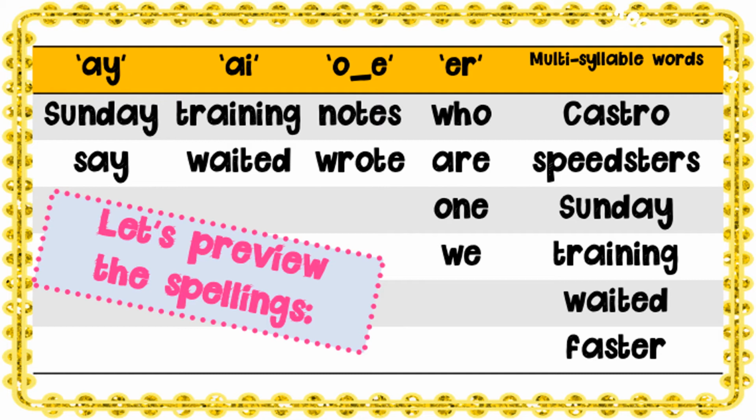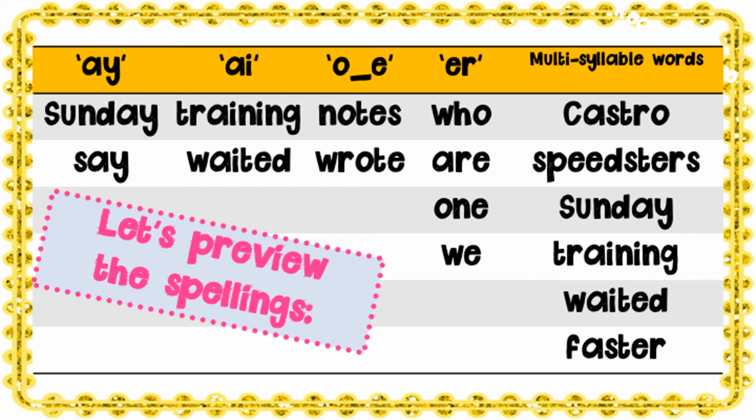Training, weighted. Now look at the next column. You have O consonant E. What is that O going to say in O consonant E? It's going to say O, right? So the first word is notes. The next word is wrote. Okay, now let's look at our extra words, our tricky words. We've got who, are, one, we.